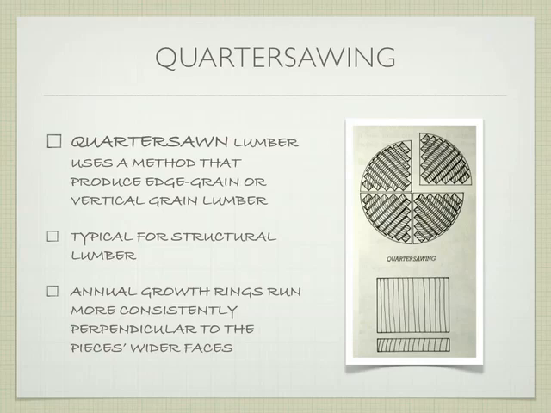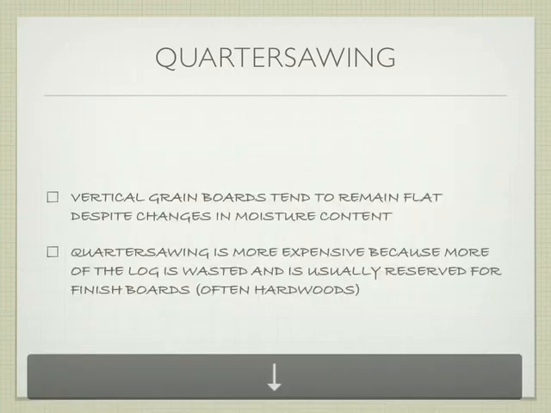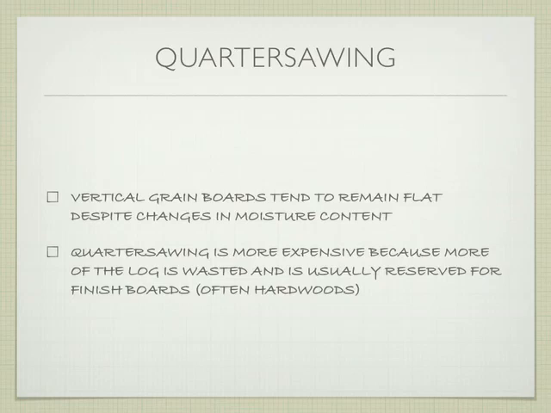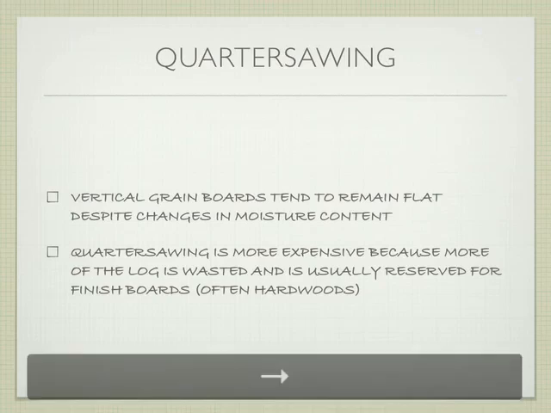Did you guys see that? Sorry, I forget sometimes which table I've talked to. So see how these are roughly 45? Each one of these has them all perpendicular. Perpendicular here, perpendicular here. Vertical grain boards tend to remain flat, despite their changes in moisture content. So they're very consistent. They don't warp in strange ways. Quarter sawing is more expensive because more of the log is wasted. Shouldn't be too much of a surprise.